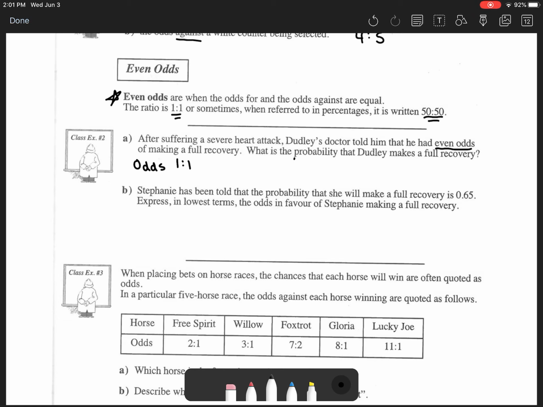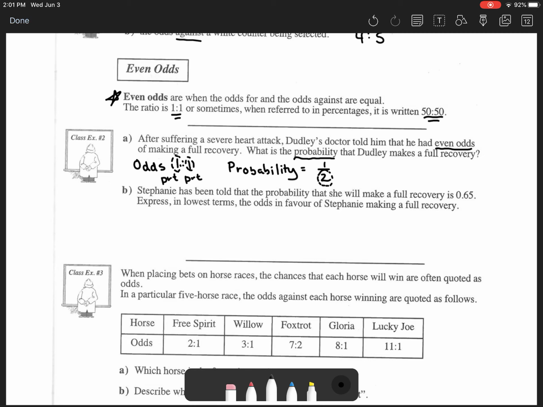But the question is asking, what's the probability? Well, remember in odds, it's always part to part, right? When I talk about probability, I want part to whole. So in this case, the probability is 1/2, because the 2 parts add up to the whole that makes the 2. That's the whole piece. These 2 ones here, part and part, make up that whole, which is 2. So the probability is 1/2.